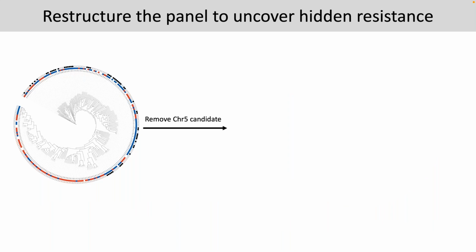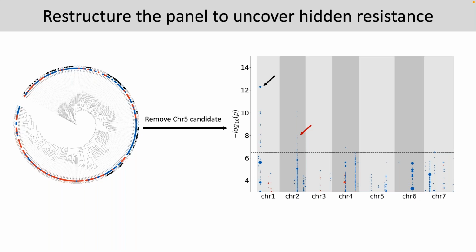Now, as there was a lot of unexplained resistance in the panel, we decided to remove all the lines which were black filled circles, basically containing the chromosome 5 resistant locus, and rerun the analysis. And then we saw another peak on chromosome 1 and chromosome 2. The chromosome 2 peak is the same as we found with the previous historical isolate of downy mildew. So this resistant locus works against both the races, and there's another peak on chromosome 1 which we are exploring currently.